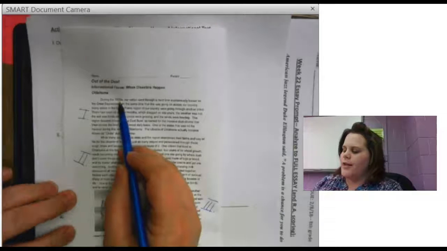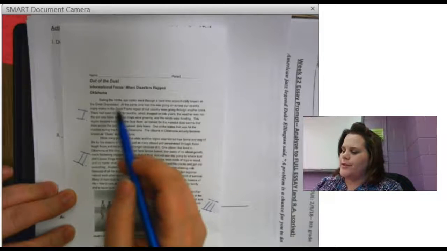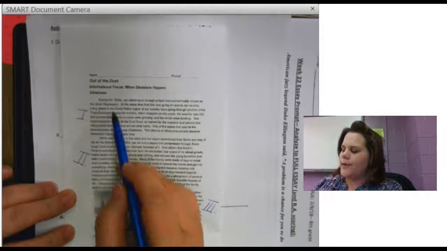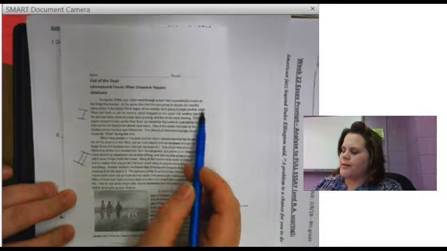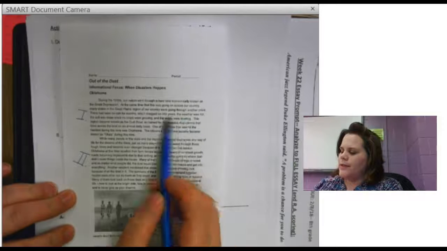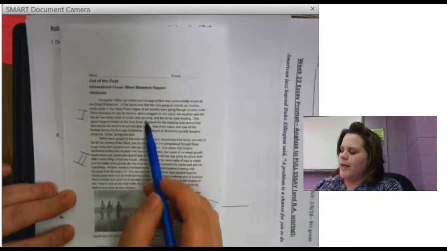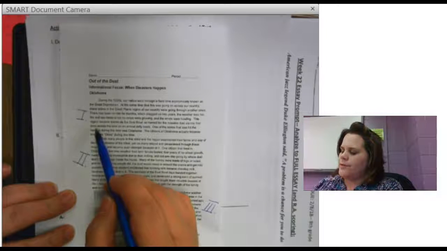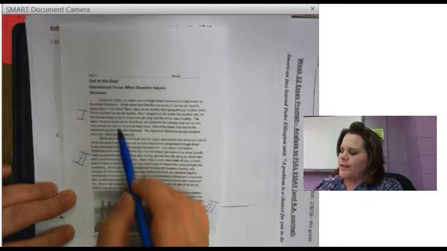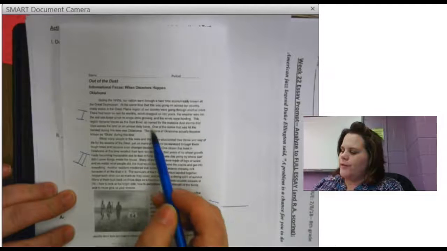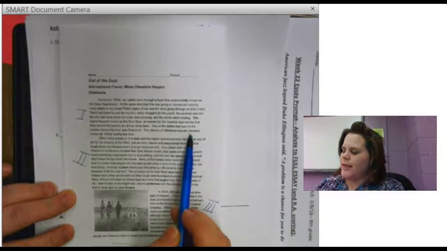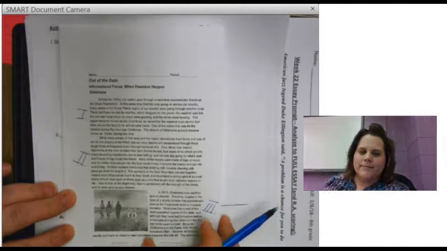During the 1930s, our nation went through a hard time economically known as the Great Depression. At the same time this was going on across our country, many states in the Great Plains region of our country were going through another crisis. There had been no rain for months, which dragged on into years. The weather was hot, the soil was loose, and no crops were growing, and the winds were howling. This region became known as the Dust Bowl, so named for the massive dust storms that blew across the land on an almost daily basis. One of the states that was hit the hardest during this time was Oklahoma. The citizens of Oklahoma actually became known as Okies during this time.